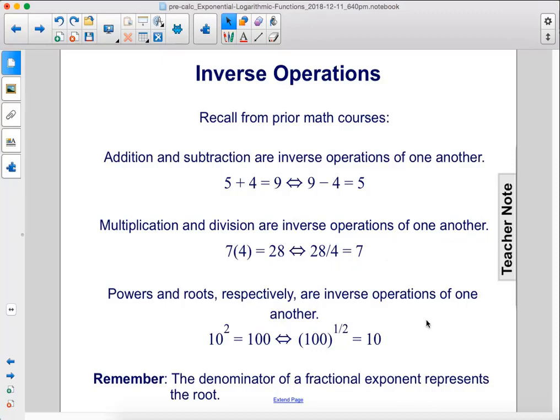Powers and roots, respectively, are inverse operations of one another. 10 to the second power equals 100. 100 to the 1/2 power equals 10. Remember, the denominator of a fractional exponent represents the root.